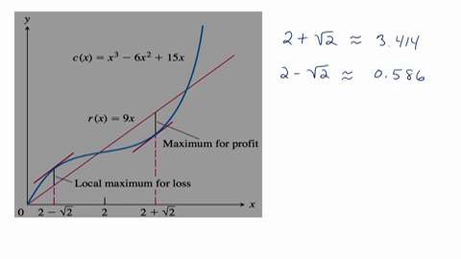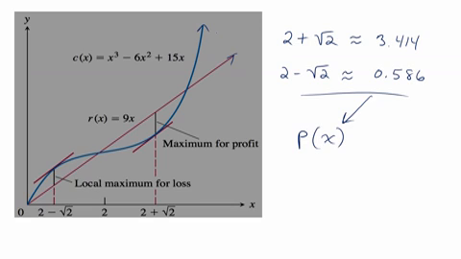So here we have our two critical values, 2 plus the square root of 2 and 2 minus the square root of 2. And now we want to determine which one maximizes profit. There are two ways to go about this. We could plug these values into the profit function and evaluate to see which one gives the larger amount. That would be a numerical method for solving the problem. Or we could look at the graph, and here on the left hand side we have the revenue function 9x, the red line, and the blue curve being the graph of the cost function x cubed minus 6x squared plus 15x.